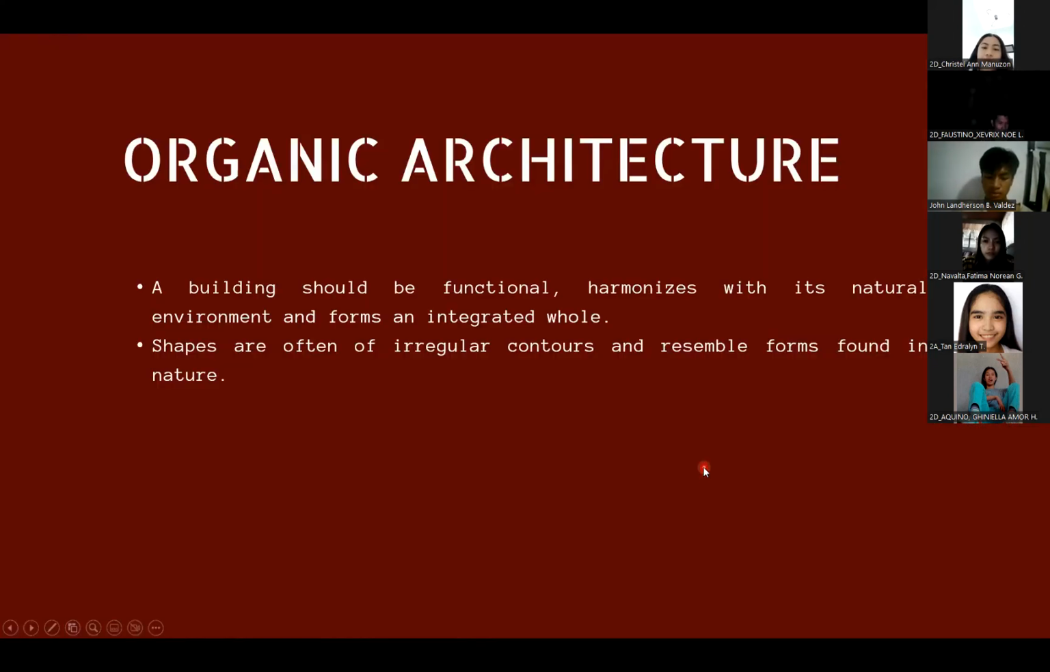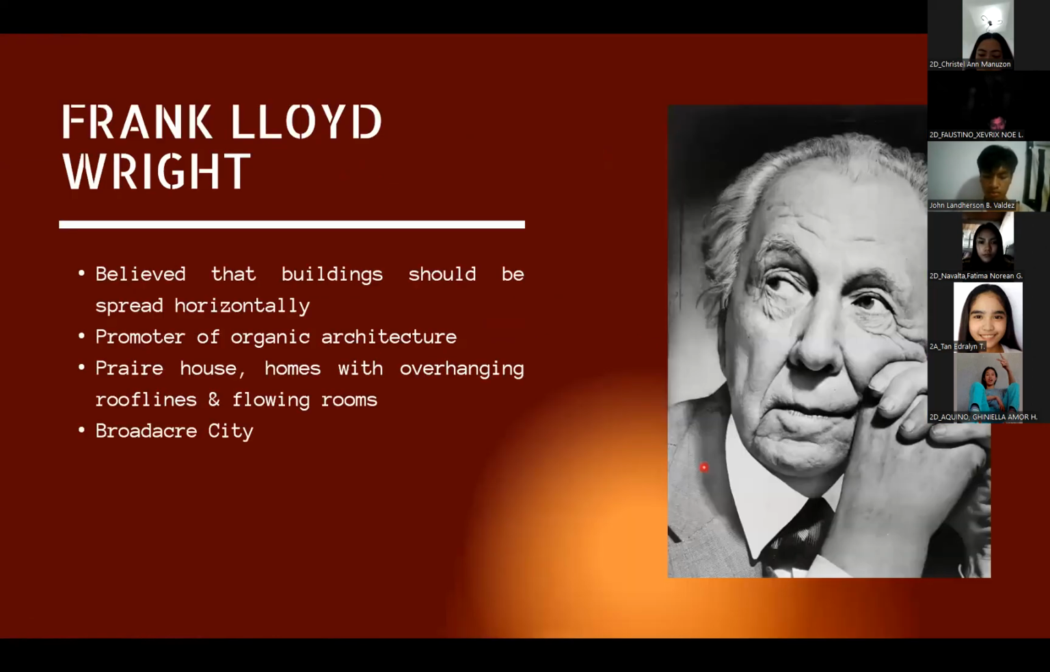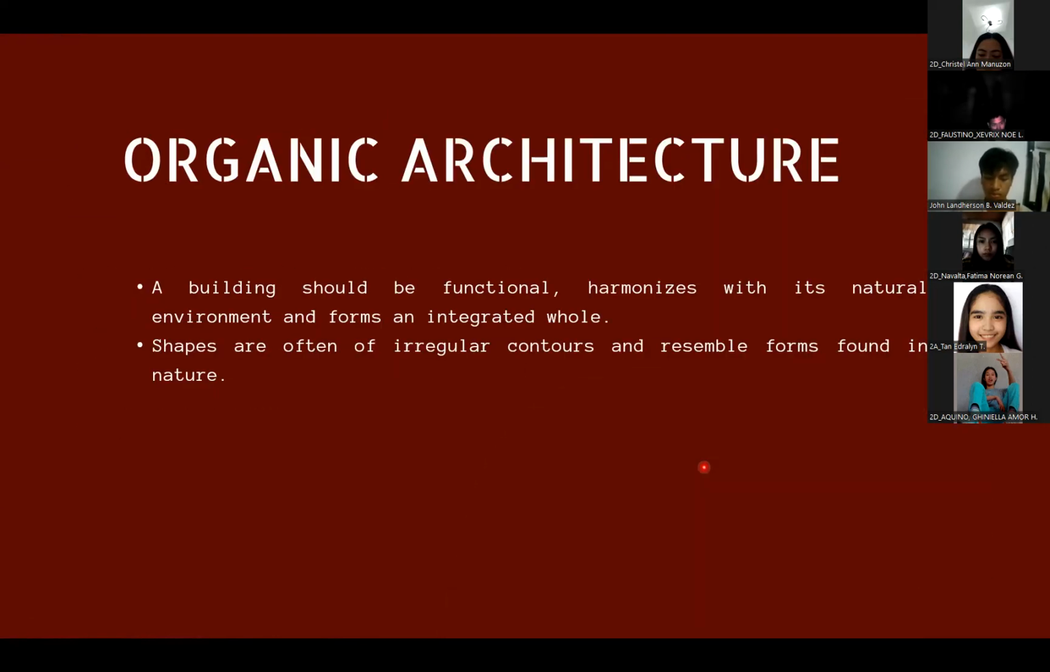Moving forward, organic architecture: building should be functional, harmonize with its natural environment and form an integrated whole. Shapes are often of irregular contours and resemble forms found in nature. Easily, Sagrada Familia would be an example of organic architecture. So this is mostly Gaudi's work, yung organic architecture, but you would be able to tell this could also relate to Art Nouveau. Diba remember, it uses organic forms.